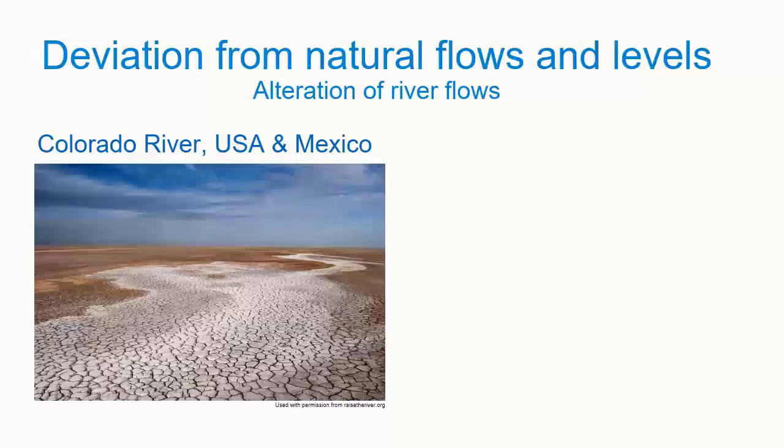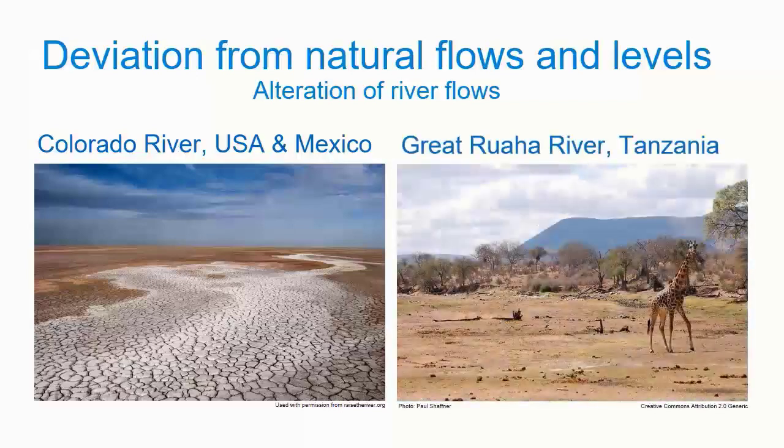There are many such examples of rivers whose water has been consumed to the point of dryness, whether seasonally or year-round. An example of seasonal dryness is the Great Ruaha River in Tanzania, downstream of a large area of irrigated agriculture. The dry section includes this portion of the river flowing through Ruaha National Park. The ecological consequences of such extreme cases of flow alteration are clear to see.